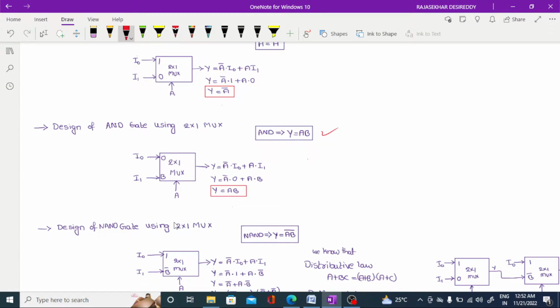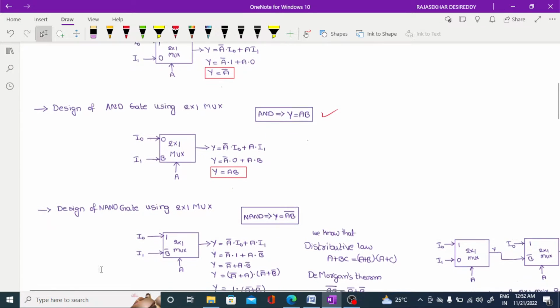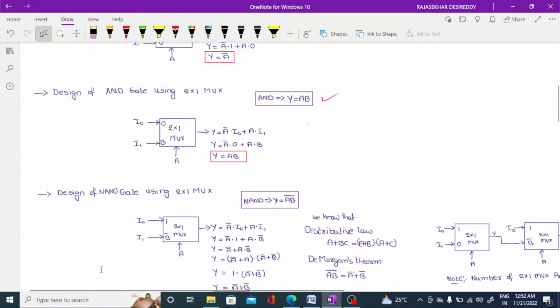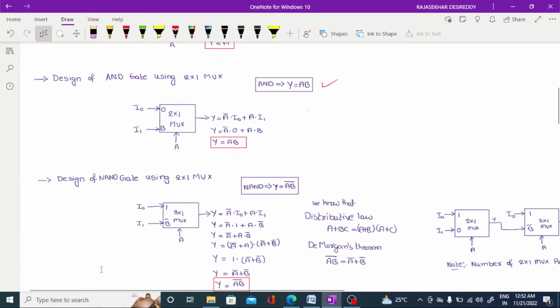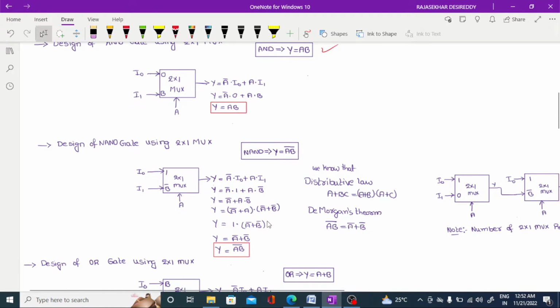Now it is easy to understand the next one, the NAND gate, because we know that the AND gate and NAND gate are complements of each other. Whatever inputs I applied before, I apply the complement inputs here for designing the NAND gate. The inputs were 0 and B in the previous case, now 1 and B bar are my inputs. Now substitute in our equation. So this becomes A bar into 1 plus A into B bar.